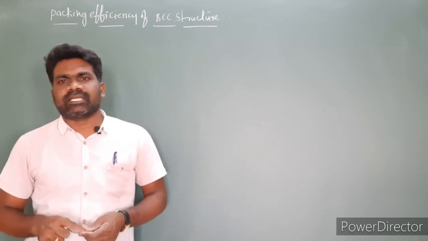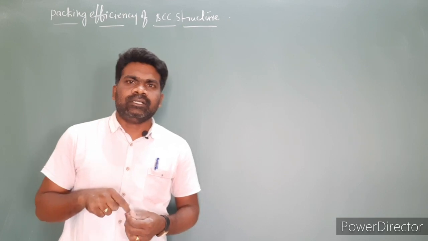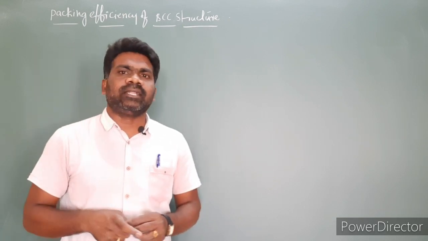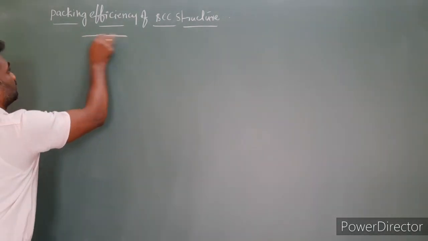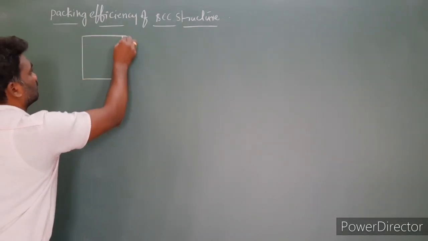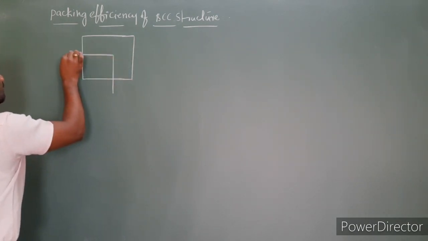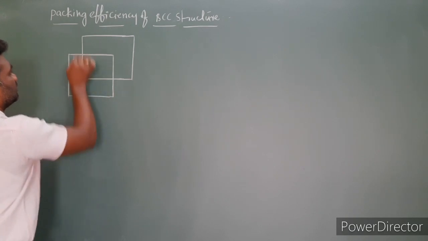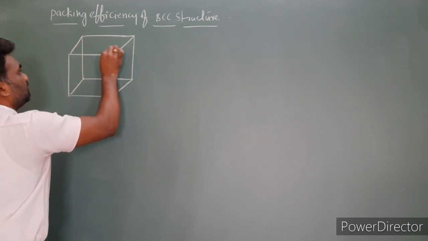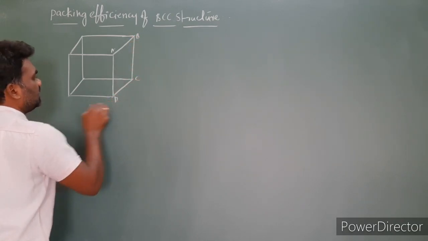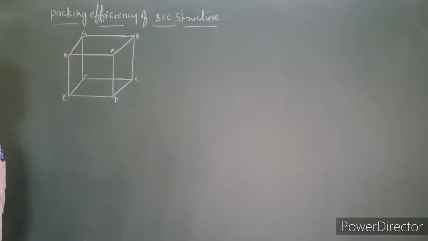The BCC unit cell consists of a constituent particle at the body center. In addition to that, the constituent particles are present at corner positions. First, let us draw the structure of BCC. So this is the BCC structure unit cell. So this is A, B, C, D, E, F, G, and this is H.